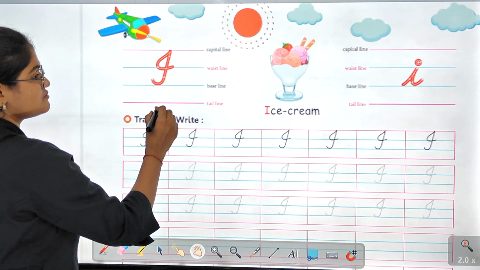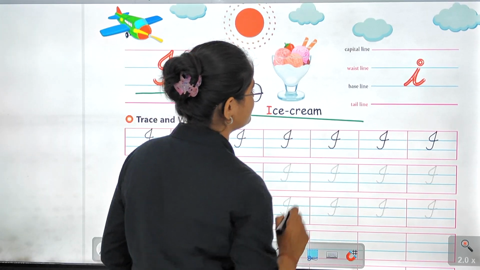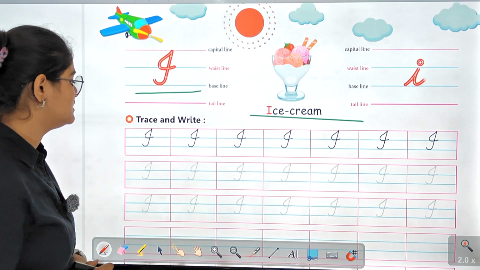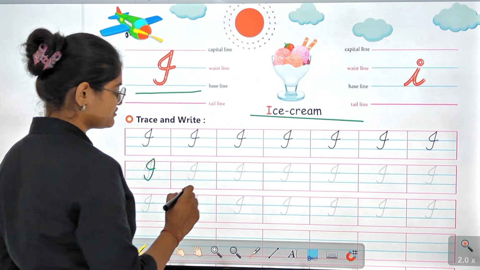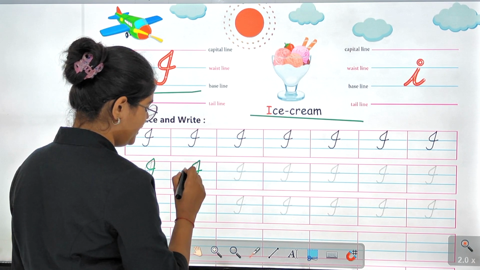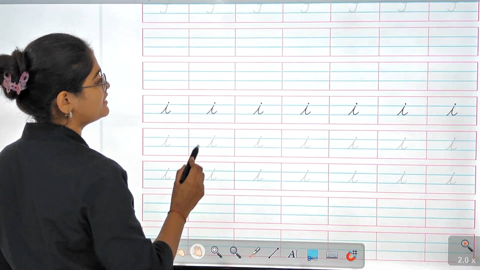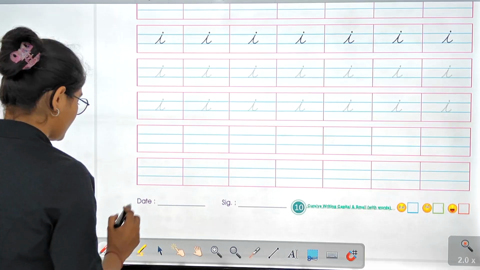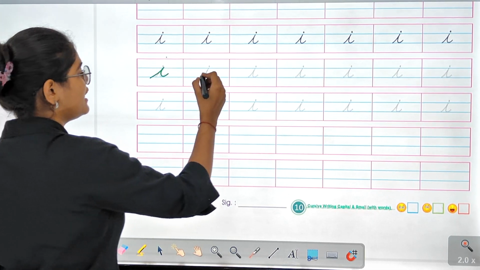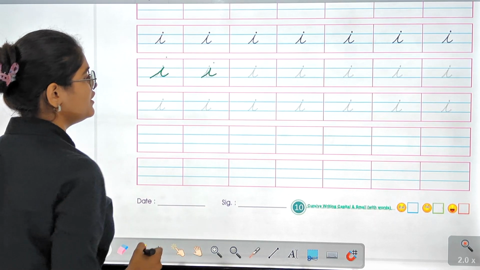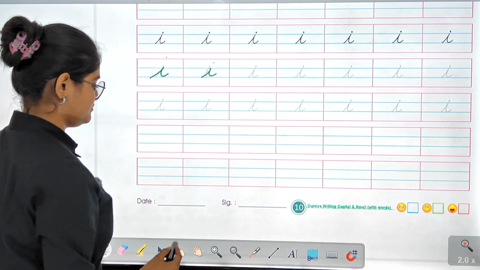I stands for ice cream. Now let's make I in the capital form. I for ice cream. Now let's move ahead to the small letters. Very simply going to follow the dotted pattern. I for ice cream. Moving ahead to the next one.